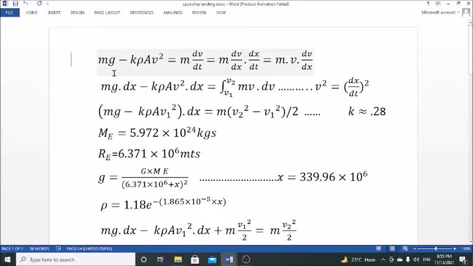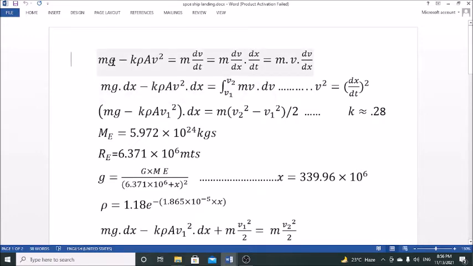It is mg, the weight, minus k rho a v square, as I said seconds before, equals the force m dv by dt. But m dv by dt, we could introduce dx and dx. So you would have dv over dx into dx over dt. We haven't changed anything. We have multiplied by dx and divided by dx. But what we got now, we have got dv by dx and dx by dt. So dx by dt is the velocity v, and dv by dx here.